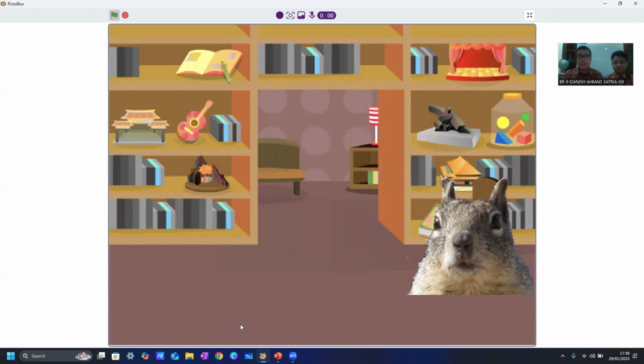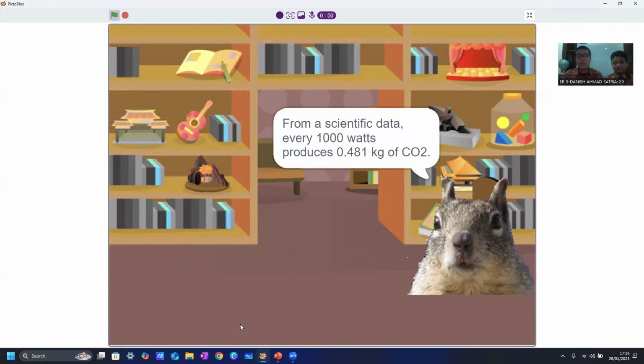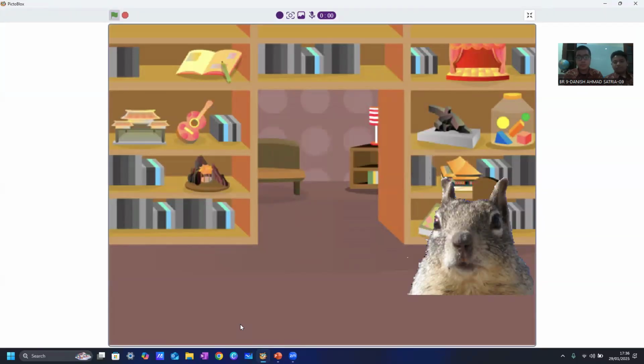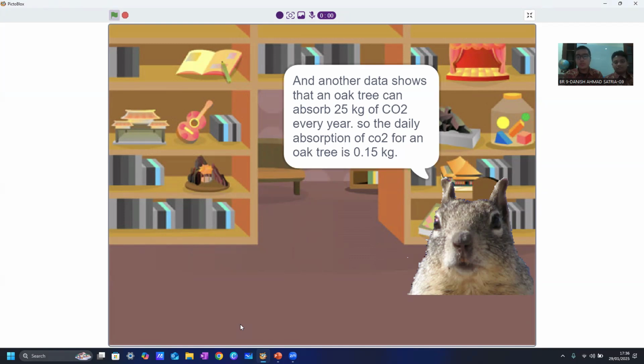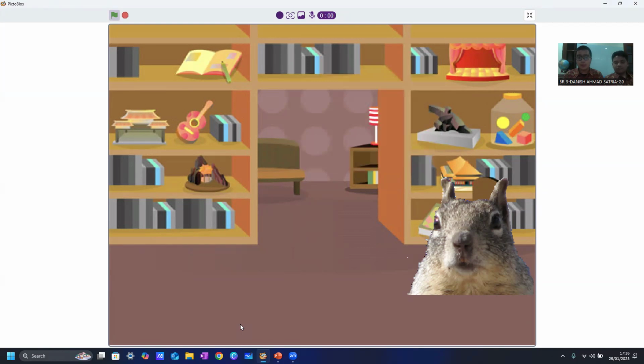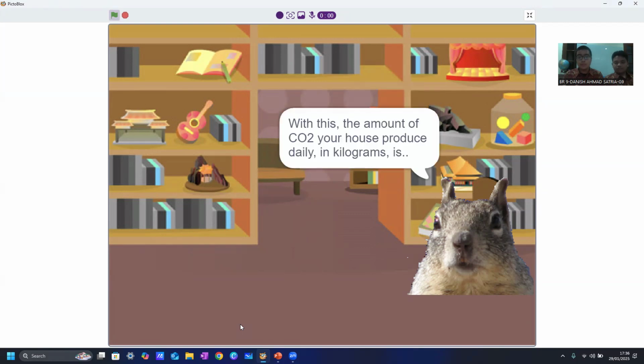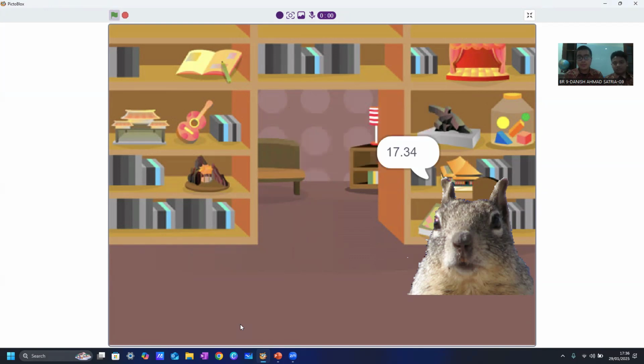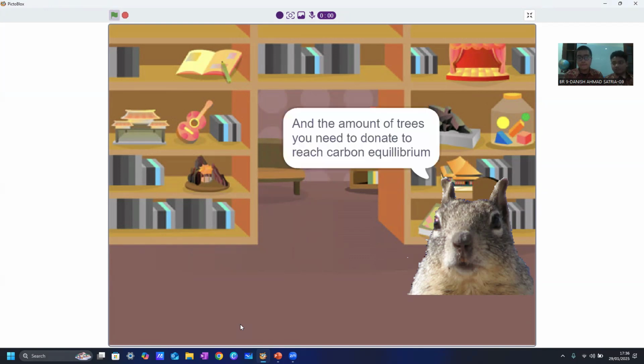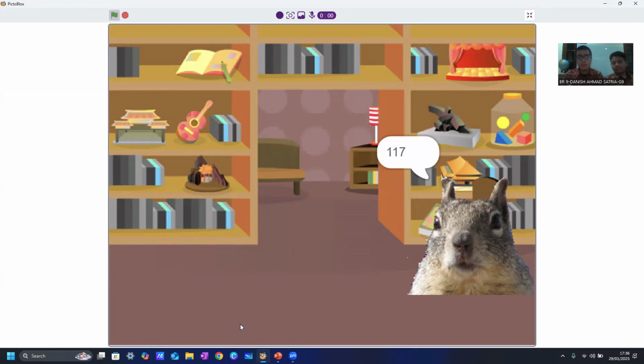And this will also help in calculating the amount of CO2 we produce every day from our daily usage of electricity. From our scientific data, every 1,000 watts produces 0.481 kilograms of CO2, which the program will then calculate as the total of these CO2 emissions. And one oak tree can absorb up to 25 kilograms of CO2 every year. So the daily absorption of CO2 in each oak tree is 0.15 kilograms. And so the amount of CO2 we produce daily is 17.34 kilograms. And also from our inputs, the amount of trees that we need to donate to reach this carbon equilibrium is 117 oak trees.